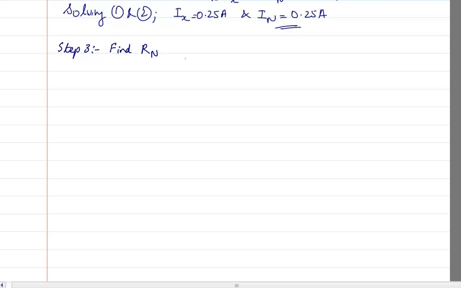It is very simple. Rn is equal to VTH divided by In. VTH we have already calculated, it is 2.4 volt. In we have already calculated just now, it is 0.25 amperes, correct? So that gives me the value as 9.6 ohms. Very simple. VTH divided by In. Where did we get this equation? That I will just now tell you.